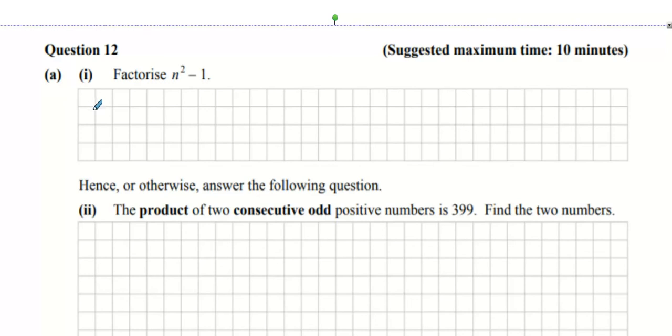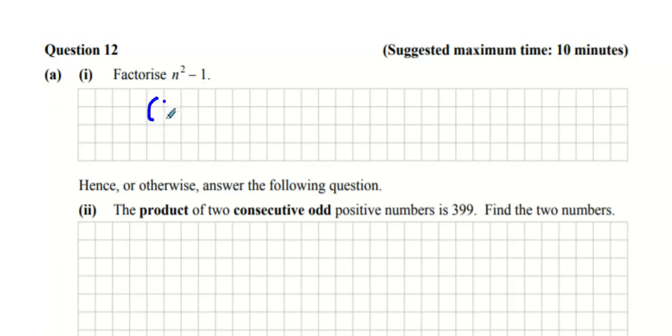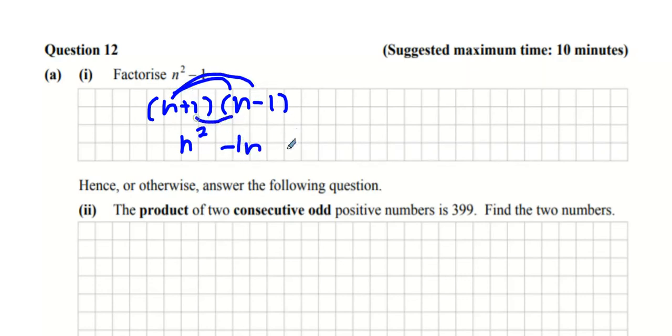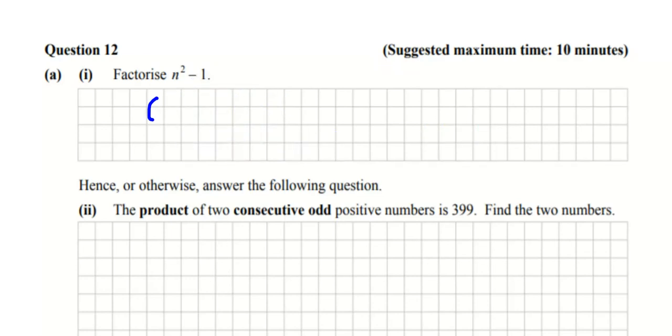Question 12. Factorize this. Well, it's the difference of 2 squares. So it's going to be n plus 1 and n minus 1. You can multiply it back out really quickly to figure out if it works or not. The minus 1n and the plus 1n cancel, leaving n squared minus 1. So you know it works. Okay, so we'll just go for this answer here.